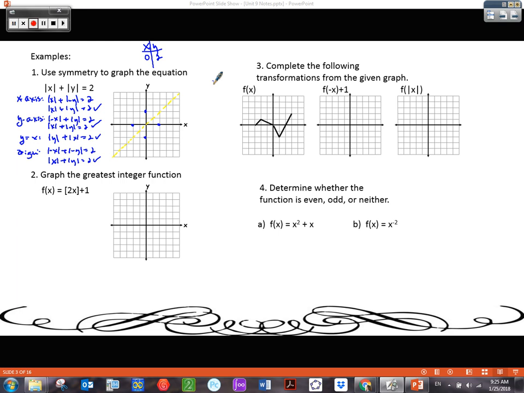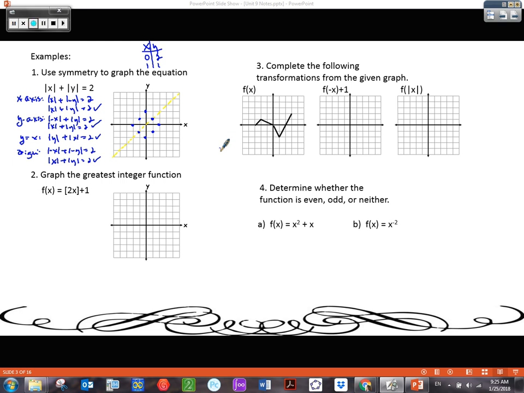We just need one other point. Let's choose 1. When x is 1, y is 1. So here. Okay, so let's do all of our symmetries. Let's do our x-axis symmetry, so we're going to reflect over the x-axis. Our y-axis symmetry, so we'll reflect over the y-axis. And really we have enough points to be able to draw this graph.